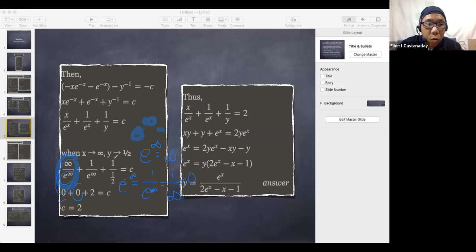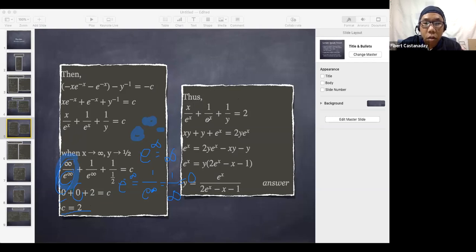And then here, 1 over y is equal to 1 over 1/2, which is equal to 2. That's why the value of c is positive 2. Now you plug in the value of c into this given solution, giving you a particular solution equal to this one.